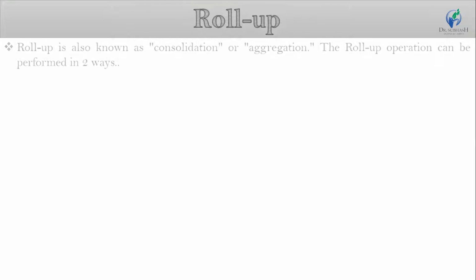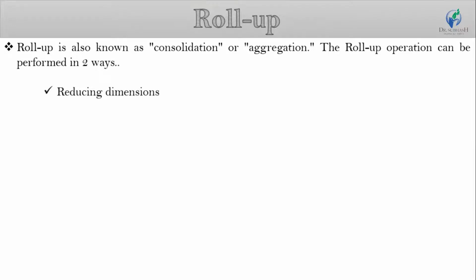So first is roll up. Roll up is also known as consolidation or aggregation. The roll-up operation can be performed in two ways. The first is reducing dimensions. The second is climbing up the concept hierarchy. Concept hierarchy is a system of grouping things based on their order or level.